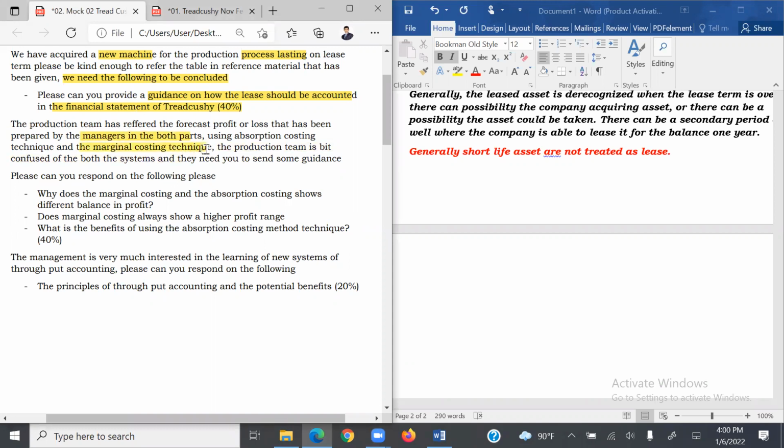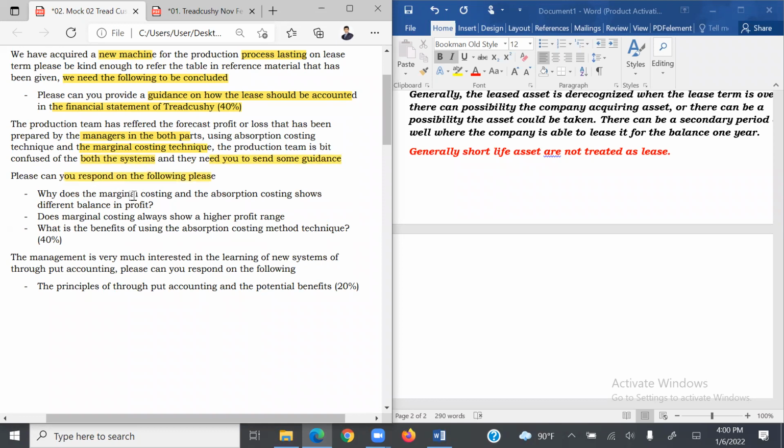Now you need to know, in absorption costing, you take the fixed cost into consideration. But in marginal costing, fixed costs are treated as a periodic cost. The production team is a bit confused about both the systems and they need you to send some guidance. They are specifically asking about the difference between marginal costing and absorption costing. So please can you respond on the following?